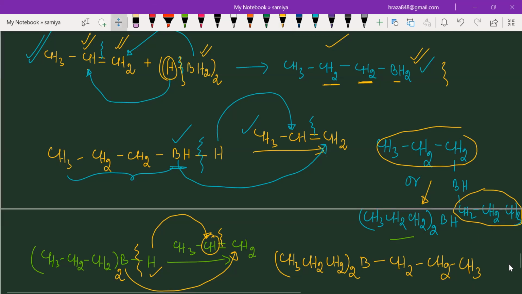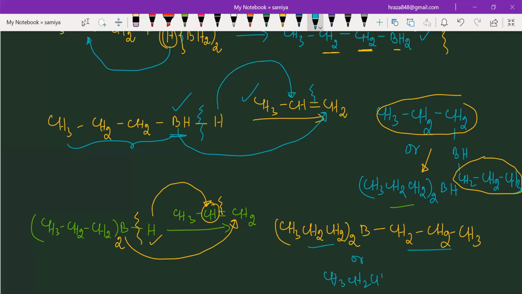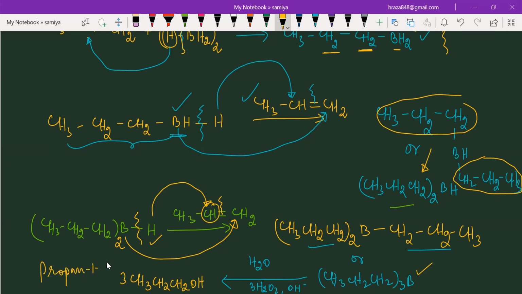Now see, can you see this part clearly that this and this are same? So can I write this as CH3CH2CH2 whole thrice B? Yes. And then again after this, you are going to react this with H2O, 3 H2O2 and OH minus. So what will happen here? B will be replaced by OH, and you will get 3 moles of primary alcohol, propan-1-ol.